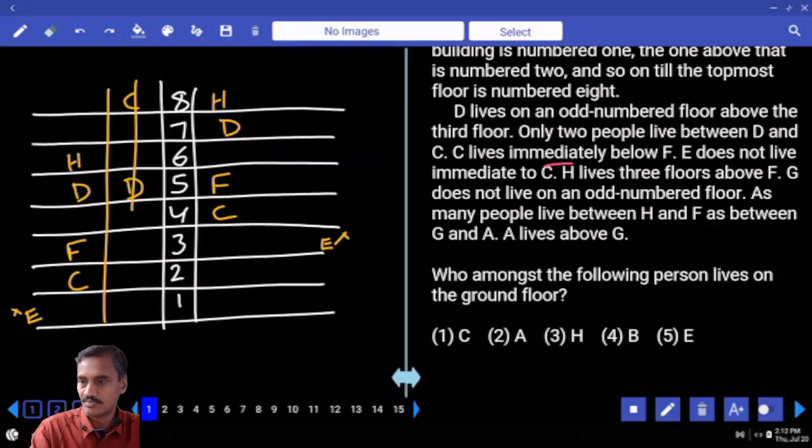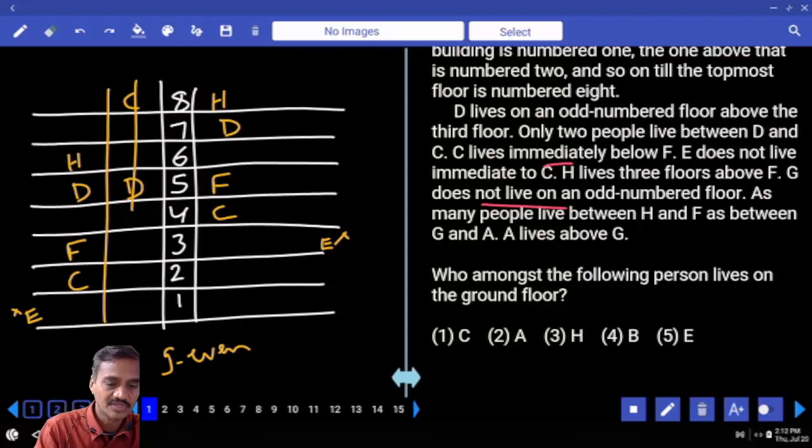The next one: G does not live on an odd number floor. Hence G must be on an even number floor. Here G can be either on the 4th floor or on the 8th floor. And here G is not on an odd number floor, hence G must be even. G can be either the 6th floor or the 2nd floor. And in each of these we have got 2 different possibilities for G.